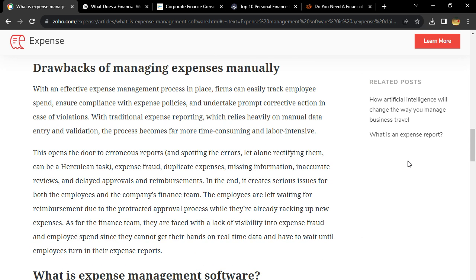Drawbacks of managing expenses manually. With an effective expense management process in place, firms can easily track employee spend, ensure compliance with expense policies, and undertake prompt corrective action in case of violations. With traditional expense reporting, which relies heavily on manual data entry and validation, the process becomes far more time consuming and labor intensive.